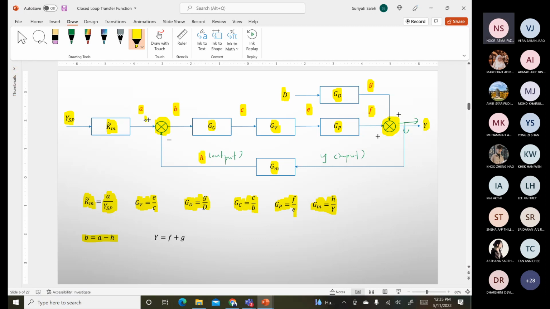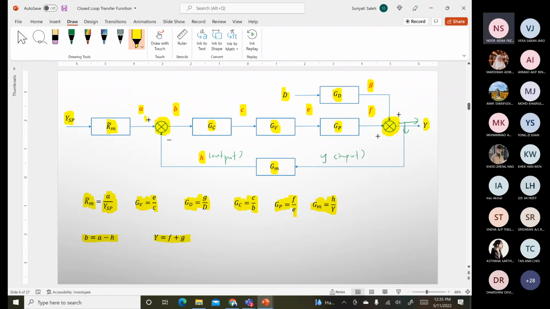So where this one is positive and negative. A will be positive, the H will be negative. So you get B equal to A minus H. And the other summator here, the summation, you have F plus G. The F here is positive, the G is also positive. So you get Y equal to F plus G. So this is the relationship.